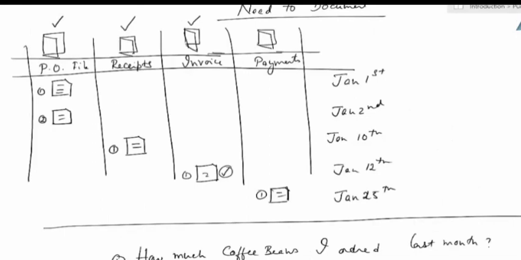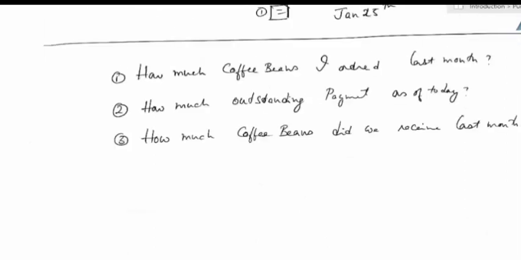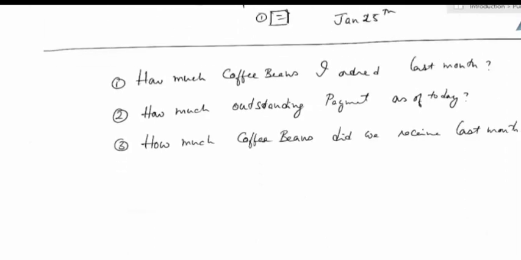Easy, right? Go to receipts, find out all the receipts that have been filed, look at all the coffee bean items, quantities and prices, sum them up, and we have the answer. So what did we do here? We documented things, and through the process of documenting, we are able to answer so many different questions, right?